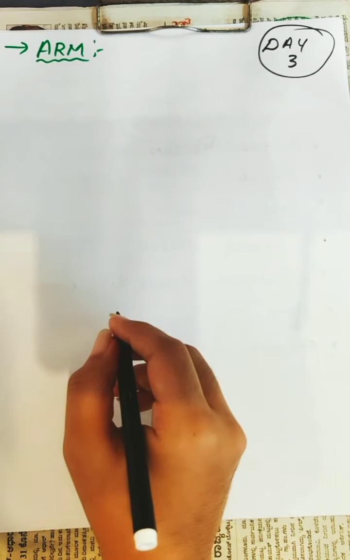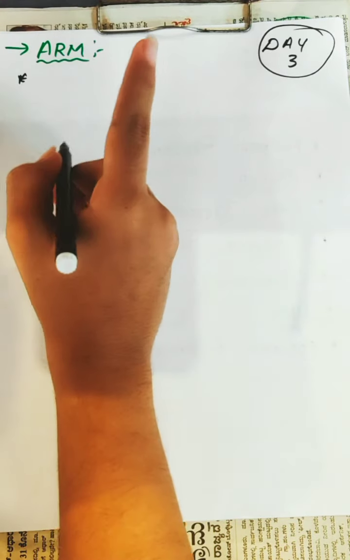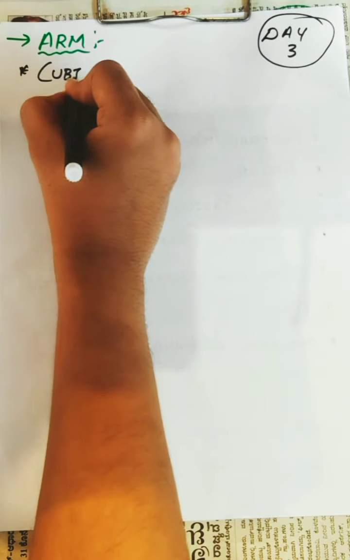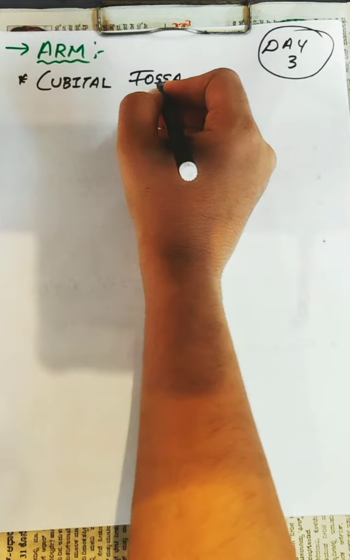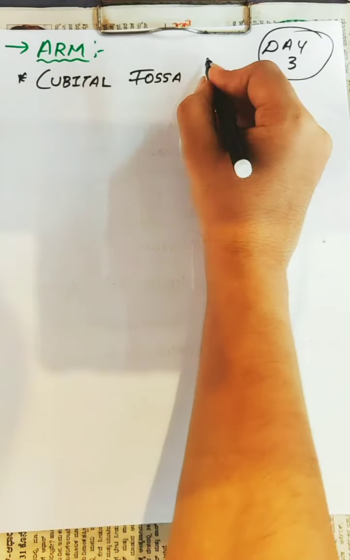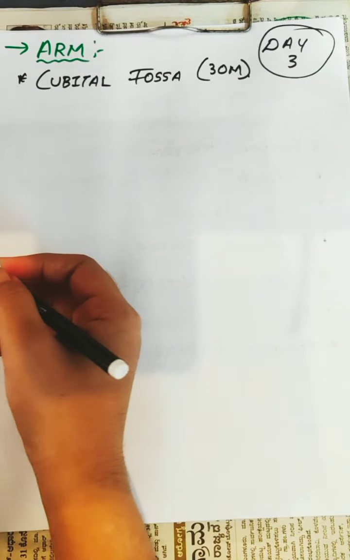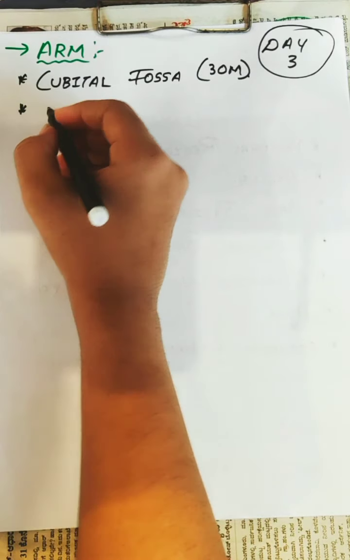In the arm there are 5 to 6 very important topics. First, study the cubital fossa. Cubital fossa is not a tough question. It's easy compared to the popliteal fossa present in the lower limb. Take around 30 minutes to complete this topic. The next question is the musculocutaneous nerve.